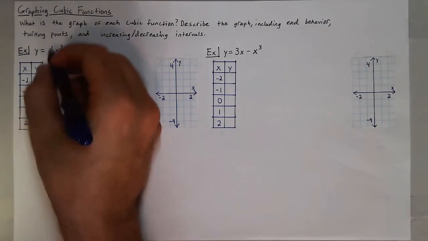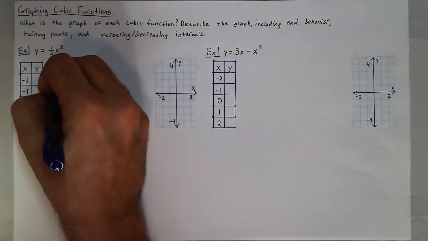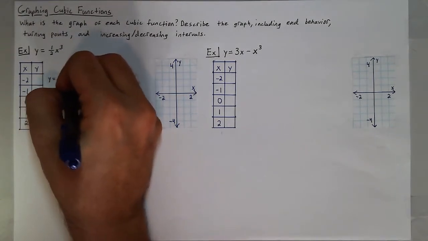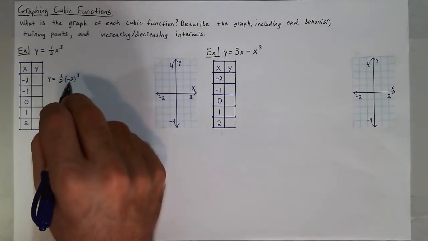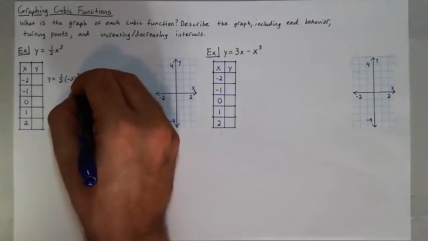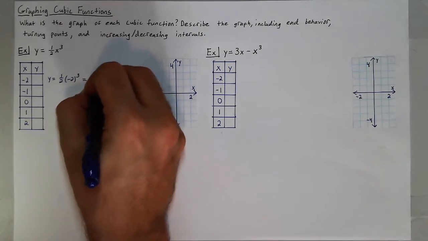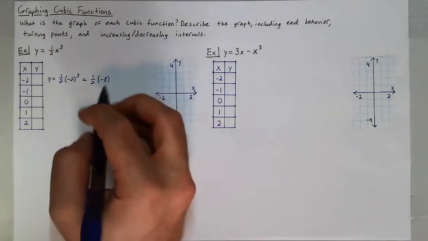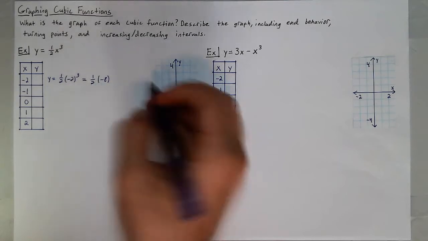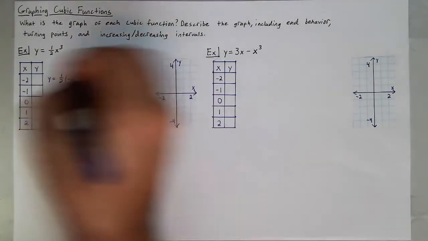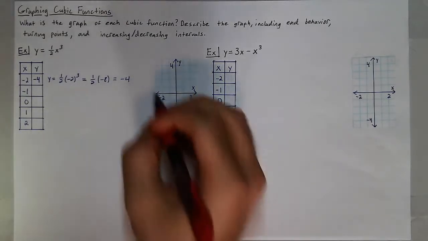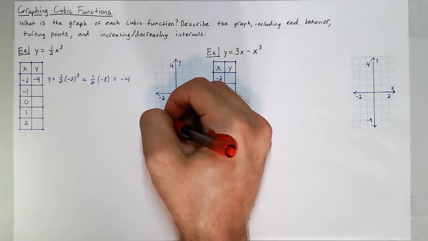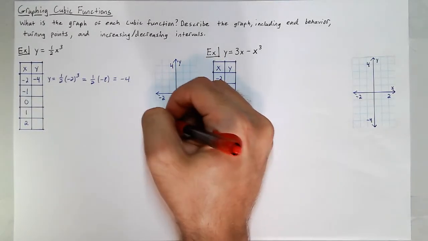When we plug in -2, we get y is equal to 1 half times -2 cubed. -2 cubed is -2 times -2 times another -2, which will give me 1 half of -8, because 3 negatives still remains negative. And half of -8 is -4. So there's my first y value. So my first point I can start to graph is -2 for x, -4 for y.